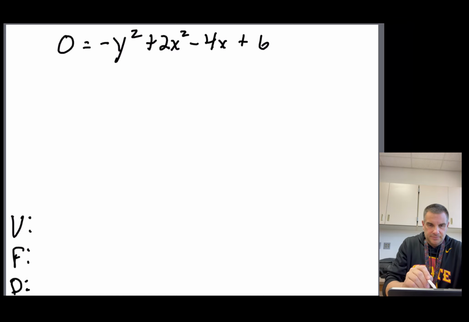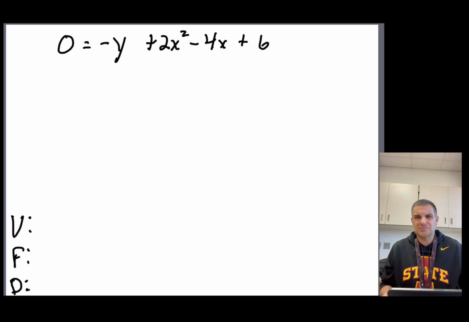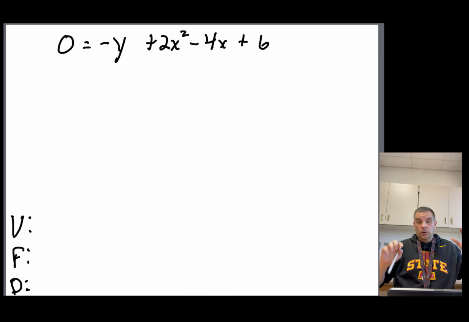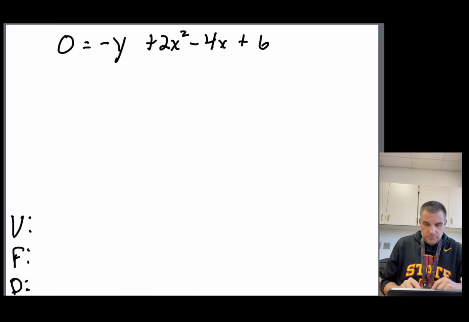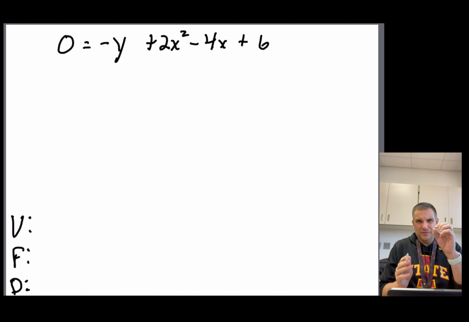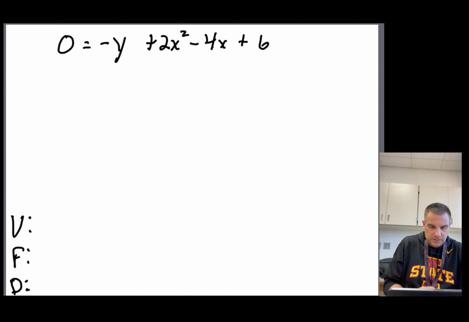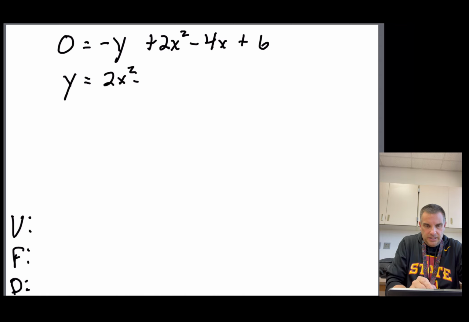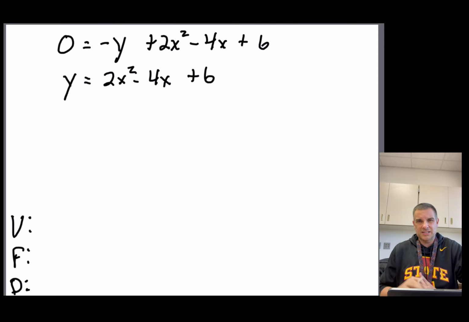Oops, my bad. It should just have been negative y. That makes it easier. Otherwise, we had a circle. Talk about that later. Okay, so we got negative y. So it looks like we're going to do a y equals in this one, because we've just got a y in there and we've got an x squared. So I'm going to solve it for y. So y is going to equal 2x squared minus 4x. I'm going to put plus 6 in here just because we've got something else going on here.